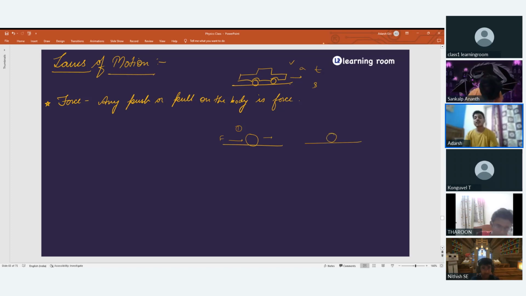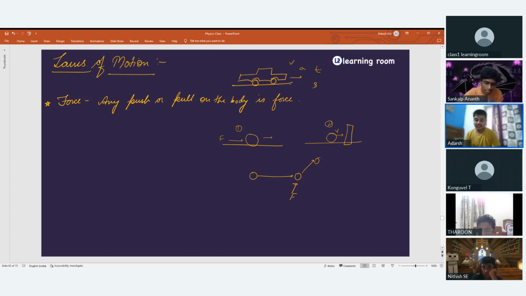Another thing, if the ball is initially moving with some velocity and we push it against its motion, we provided a blockage or something like that, so we stopped it. So this is another kind of effect. Then if the ball is coming in this direction and we applied force in this direction, the ball started moving in this direction. So force can change the direction of a moving object. These three things we can do with force.